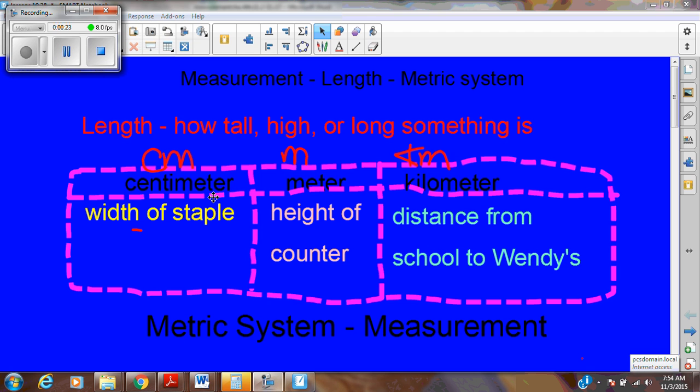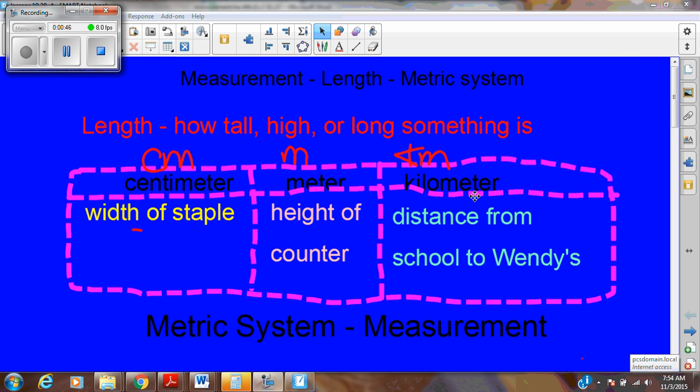So there are three parts that we're going to talk about. So here's centimeters. Those are pretty small. A centimeter is like the width, and a kilometer is about the distance from Propel Homestead to Wendy's down the street from Propel Homestead. You might hear people also pronounce it kilometer, and that's fine too.